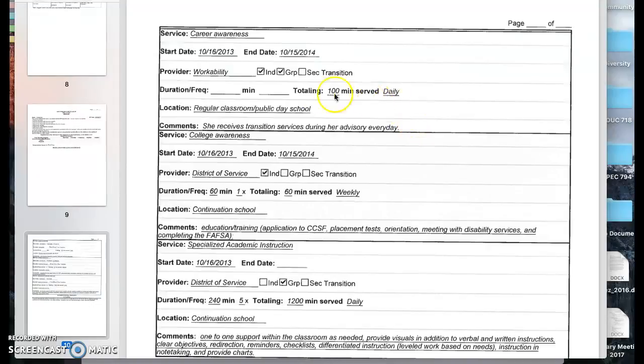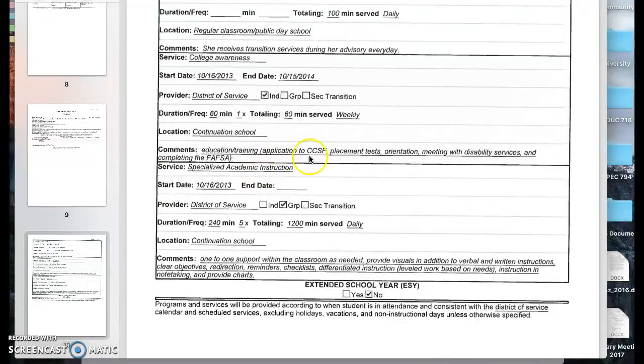So here is her services page, and you can see that she gets career awareness through the workability program. She gets college awareness through the district at the high school. She gets specialized academic instruction. That's a really common one, and this one is through one-to-one support, provided visuals, in addition to verbal and written directions, clear objectives, redirections, reminders, checklists, differentiated instruction, so leveled work based on needs, and instruction on note-taking, including providing charts for her. And she does not get that extended school year that we talked about just a moment ago.